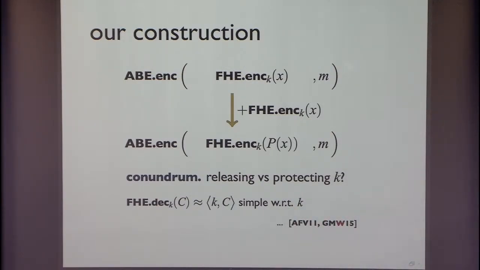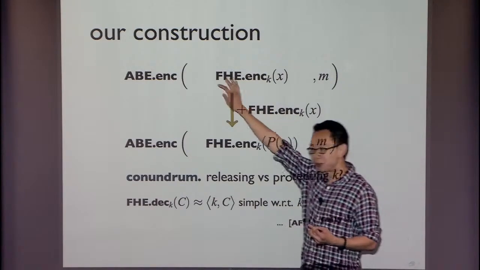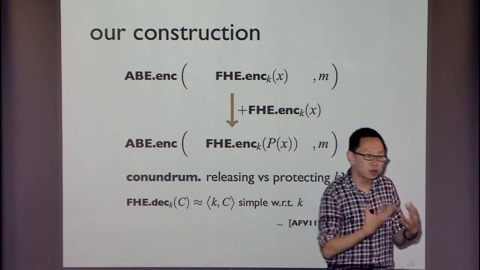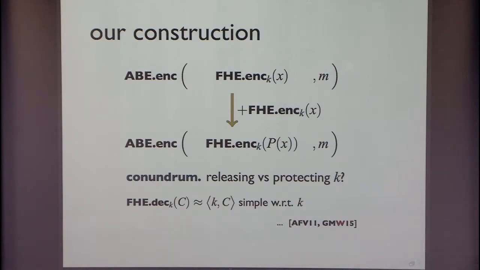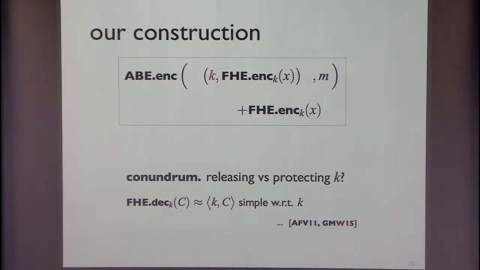Since we have predicate encryption and functional encryption for simple functions, now we can say, let's embed this K as an attribute. And since we're only doing simple computations, we can hope to protect this attribute. So here's our final ciphertext.